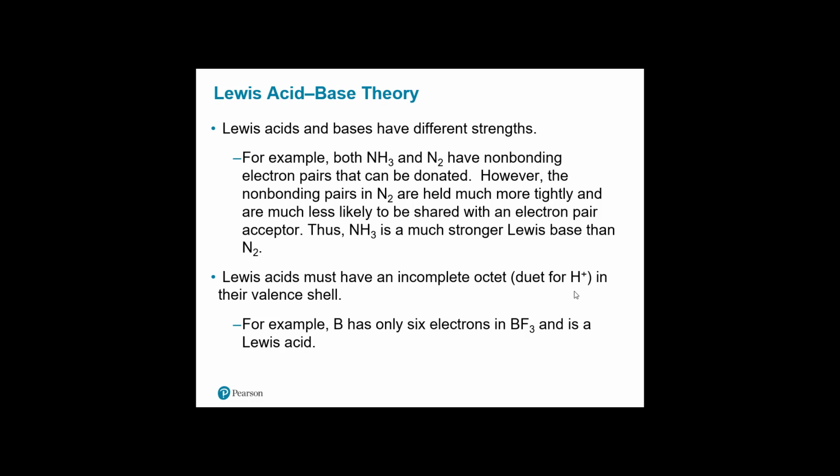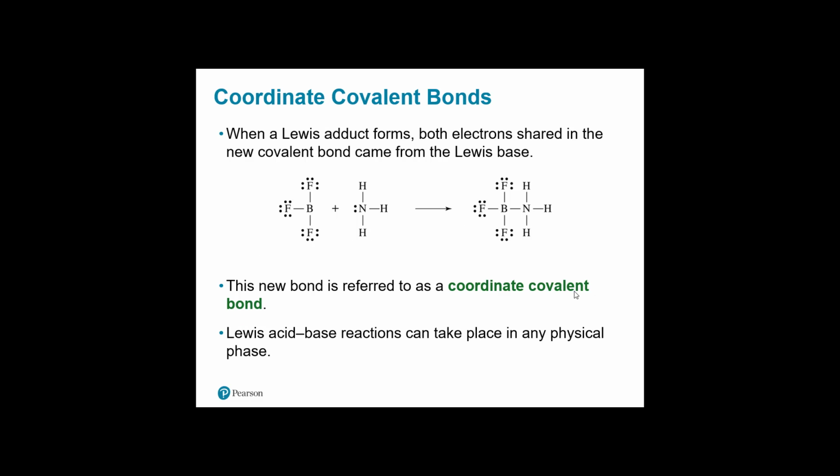So as these Lewis acids, where we've only dealt with protons before, now we can look at something like boron, which only has 6 electrons and can be considered a Lewis acid. When a Lewis adduct forms, both electrons shared in the new covalent bond come from the Lewis base, so we can see these come together. This bond that's been created, right here, is called a coordinate covalent bond. So yes, it creates a Lewis adduct, that is the compound, the synthesis compound, but the bond that's been created is a coordinate covalent bond.